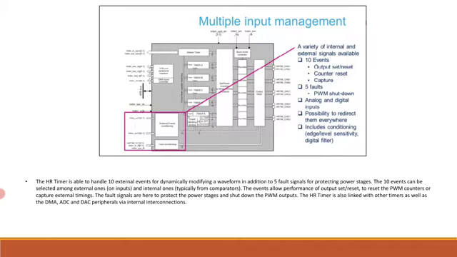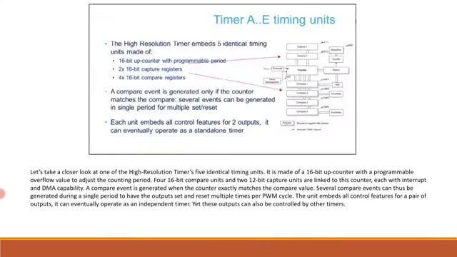Let's take a closer look at one of the high resolution timers, 5 identical timing units, that is A through E. It is made of a 16-bit up counter with a programmable overflow value to adjust the counting period. 4 16-bit compare units and 2 12-bit compare units are linked to this counter, each with interrupt and DMA capability. A compare event is generated when the counter exactly matches the compare value. Several compare events can thus be generated during a single period to have the output set and reset multiple times per PWM cycle.